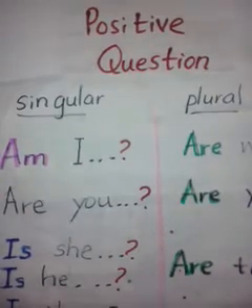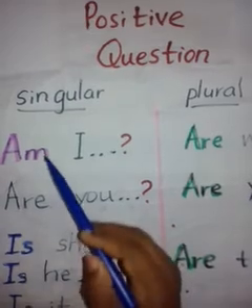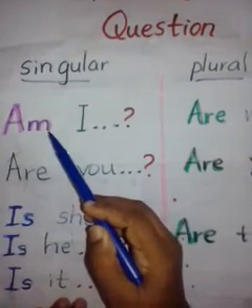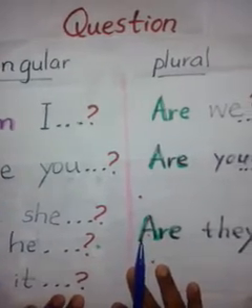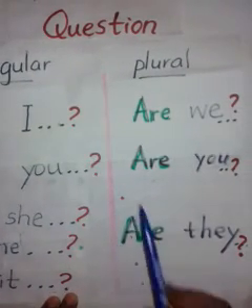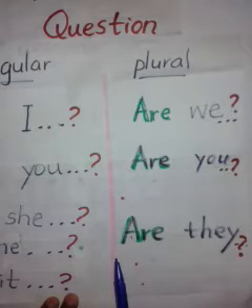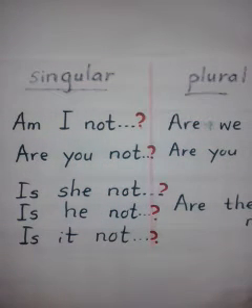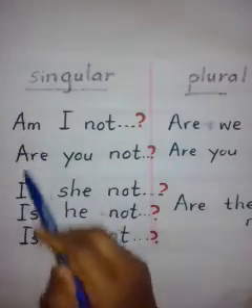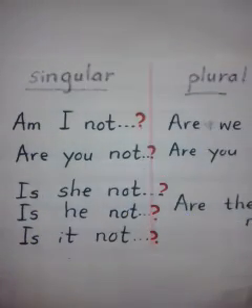Remember, students, now we must pay attention to the negative question. This is a structure for positive question. We took the be verb to the front. In the same way we can take the be verb, these are be verbs, to the front.